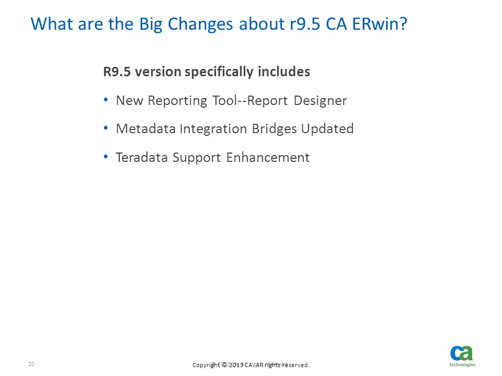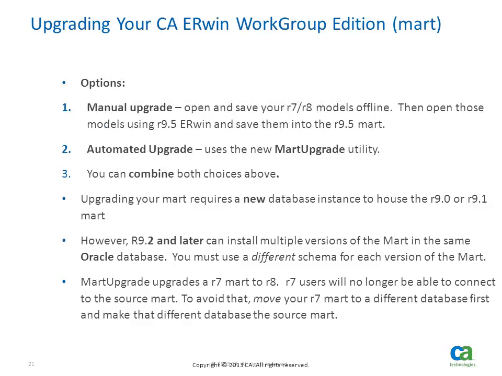Upgrading your ERwin Workgroup Edition Mart. We have three options, essentially. We have the manual upgrade, the automated upgrade, or a combination of both of those choices. The manual upgrade involves opening and saving your R7 or R8 models offline. You then open those models using R9.5 ERwin and then save them into your R9.5 Mart.